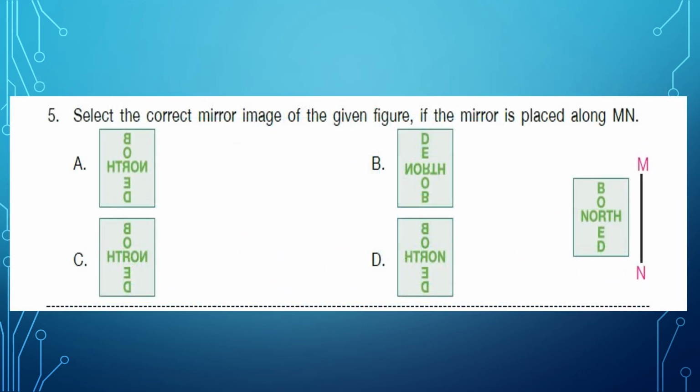Question number 5. Select the correct mirror image of the given figure if the mirror is placed along MN. If we check the answers, we can see that B can't be the answer because it's not a mirror image. If we check D, we can say that N is not a mirror image of N. So D can't be our answer. In C, R is not a mirror image, so it can't be our answer. So our answer is option A.